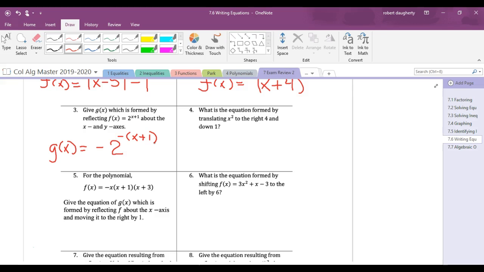What equation is formed when I translate x squared to the right 4 and down 1? So x squared, how do I translate that? 4 to the right, that's going to be minus 4, and then down 1.